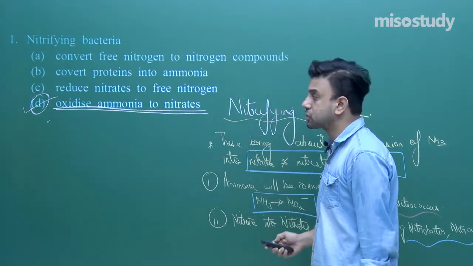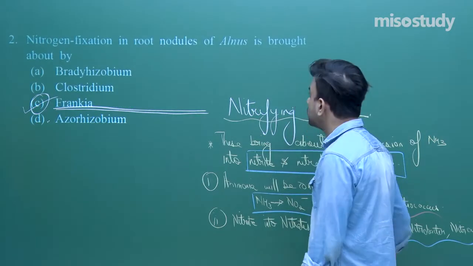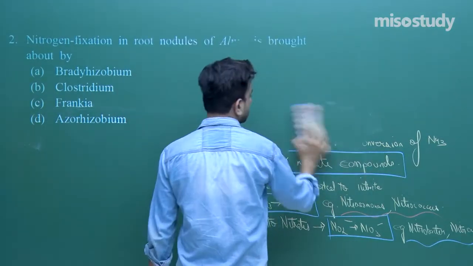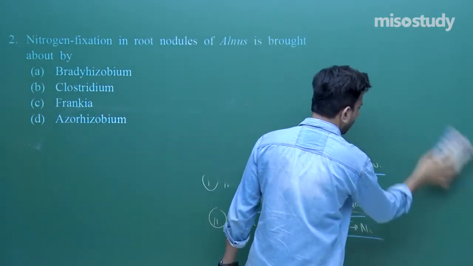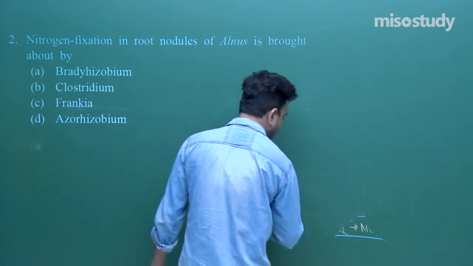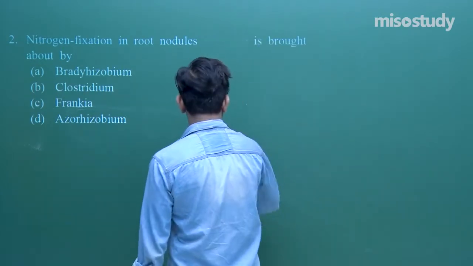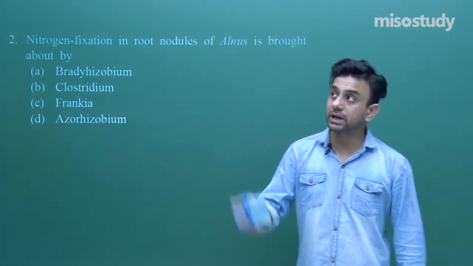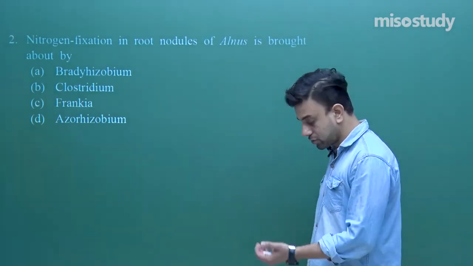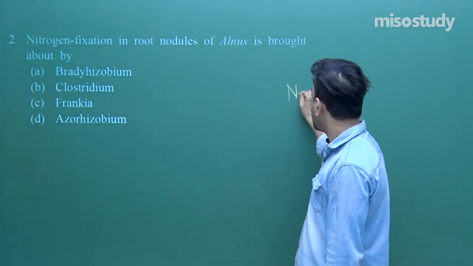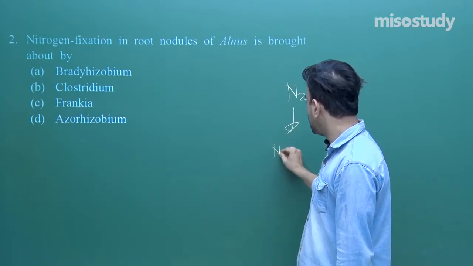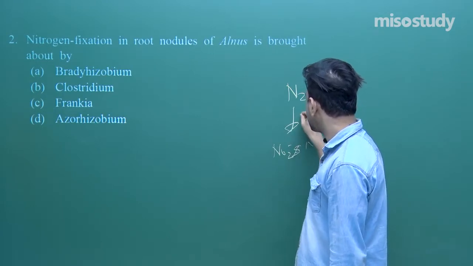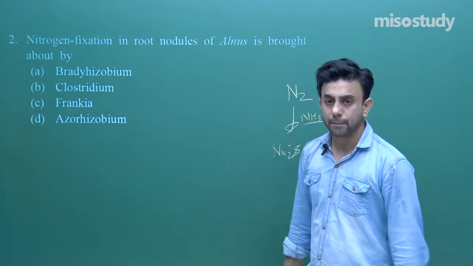Let us move on to the next question. Nitrogen fixation in root nodules of Alnus. So that's why we have seen that nitrogen fixation is very important, because nitrogen fixation means converting the atmospheric dinitrogen into compounds of nitrite and nitrate, and this is happening by converting it through ammonia.